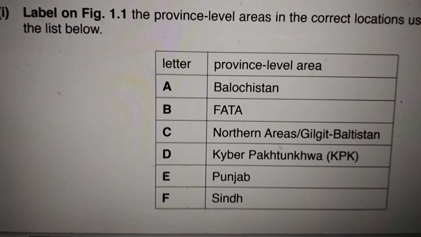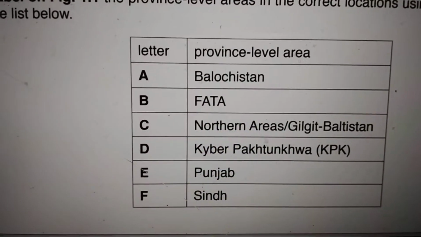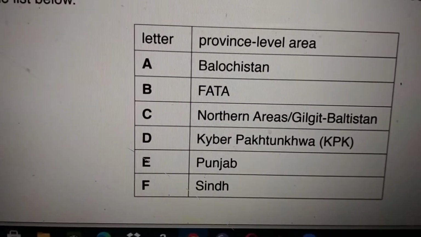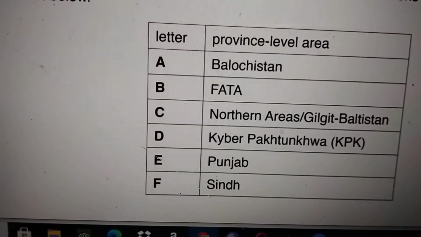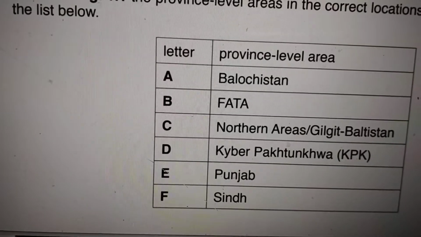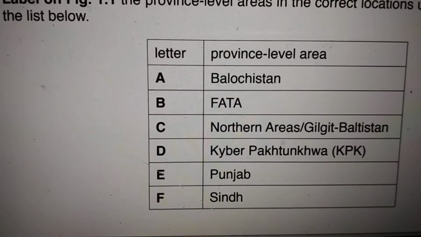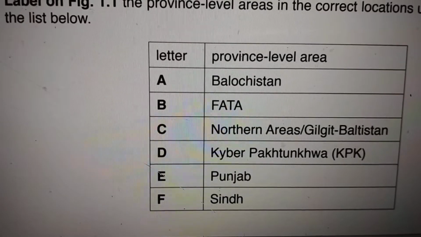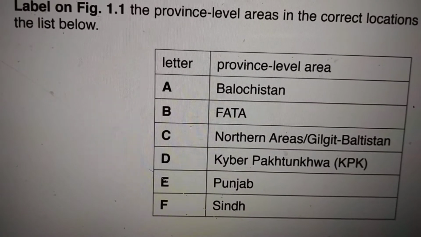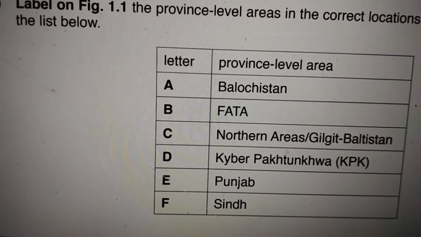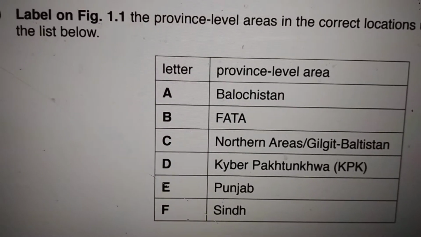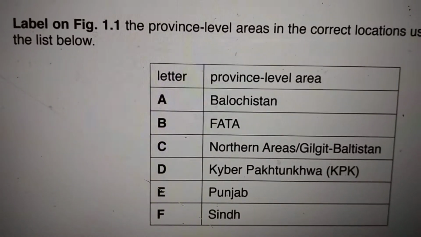Now, in the first part, remember this table I've shown you, where the letters are given, the province level areas you have to label on the map. The order which we are going to follow, starting from Balochistan, that will be your A, then Sindh, which will be represented by F, Punjab, then it will be E, then B again Sindh, D KPK, and the last one will be C, that will be the northern areas, Gilgit Baltistan.